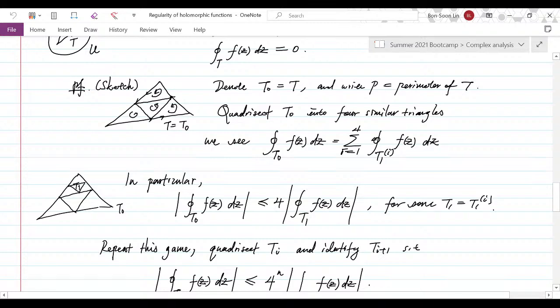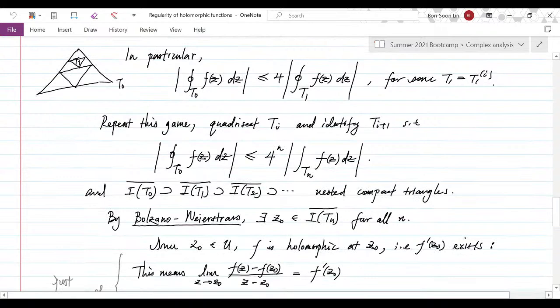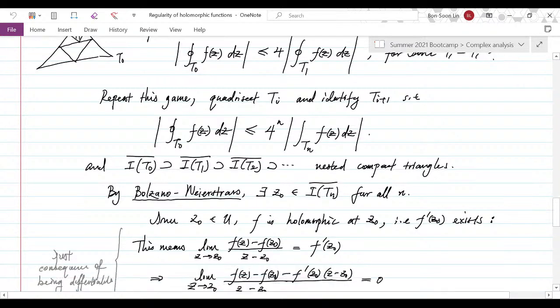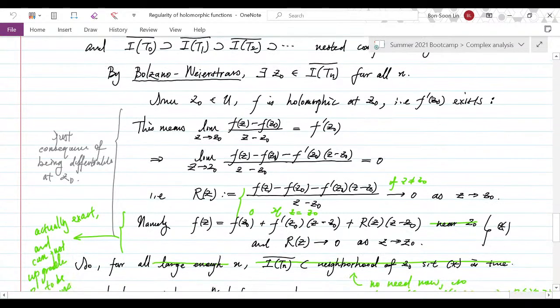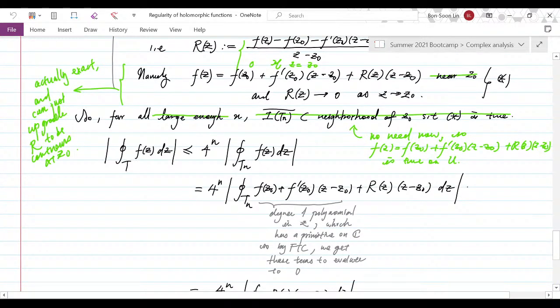Now, by Bolzano-Weierstrass, this nested triangle contains a common point, and our function is holomorphic about that common point, which means f prime exists at that point. Then we can estimate this function to write it as f of z naught plus this derivative value times (z minus z naught) plus some continuous function, where this continuous function r of z goes to 0 as z goes to z naught. And this first portion is a polynomial of degree 1, and that has an antiderivative, so by the fundamental theorem of calculus, this vanishes under this closed loop integral.